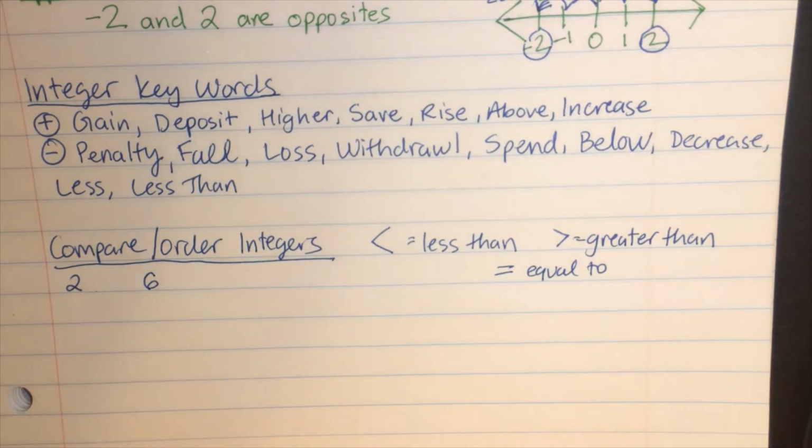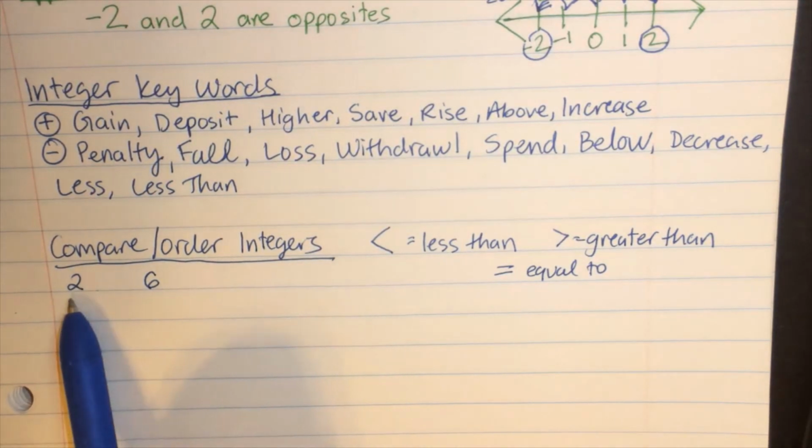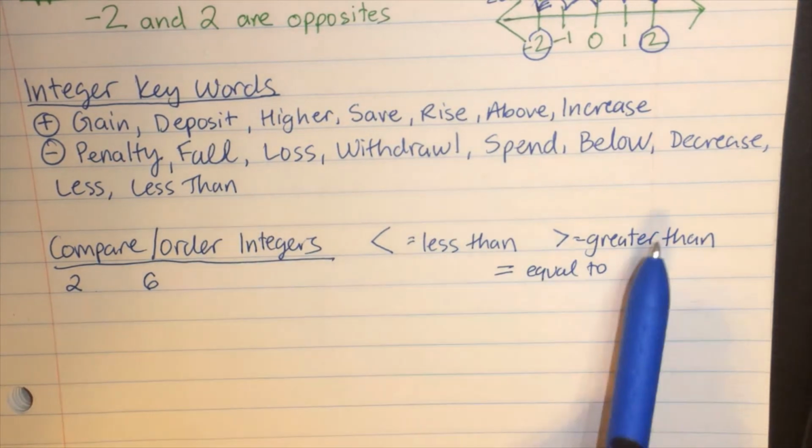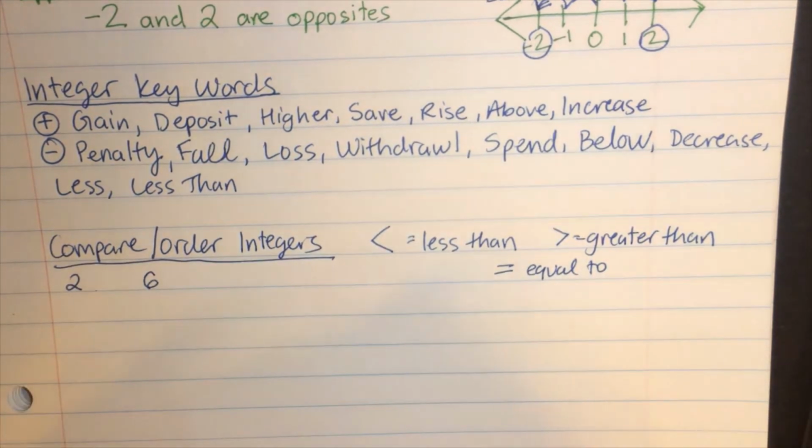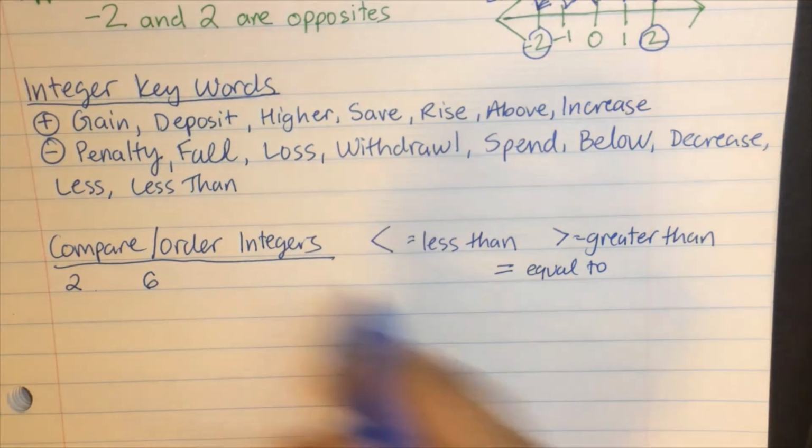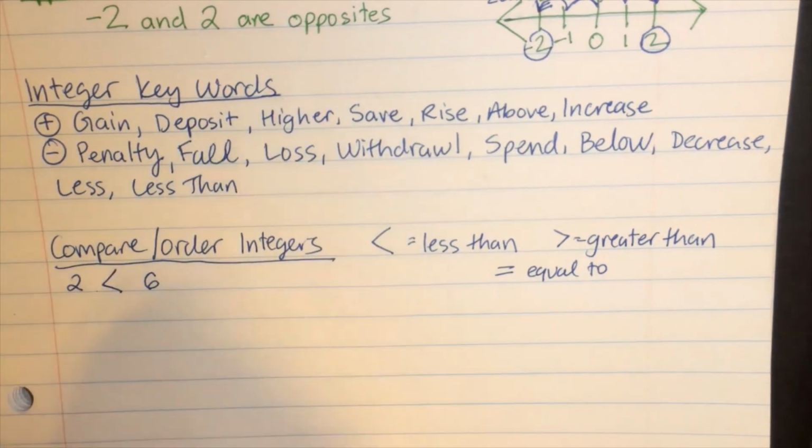Let me hear from Abigail. Abigail, go ahead and unmute your mic. Is negative 2 less than 6, or is negative 2 greater than 6, or is negative 2 equal to 6? Negative 2 less than 6. So I'm going to have it open up that way.